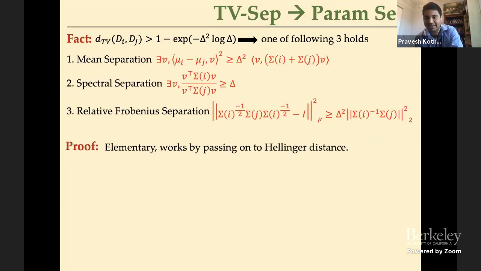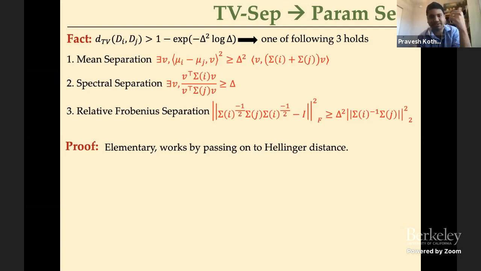And so here is the fact I started writing down earlier. Let me complete it now. The fact says that if two Gaussians are TV separated, then one of the three possible ways of being parameter separated must hold. The converse is actually easy to prove, so this is in some sense a hard direction. And in some sense, this fact is also not that hard to prove.